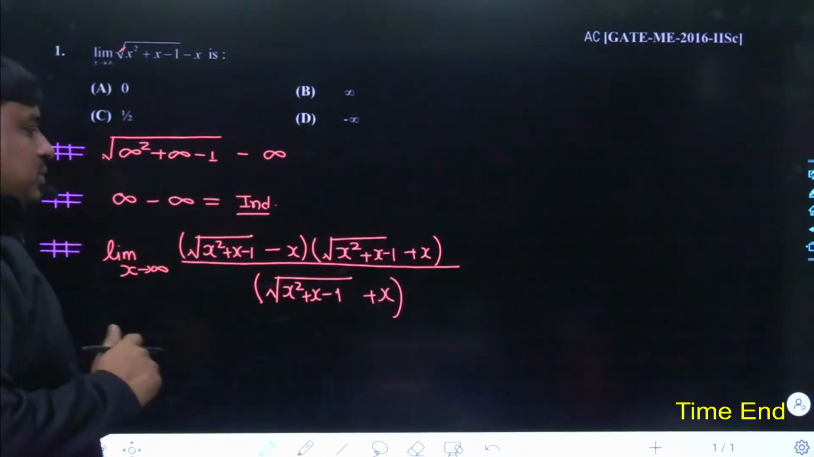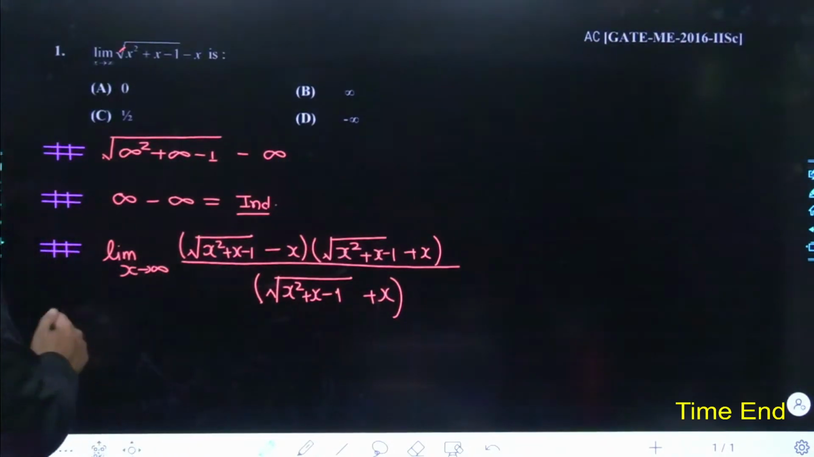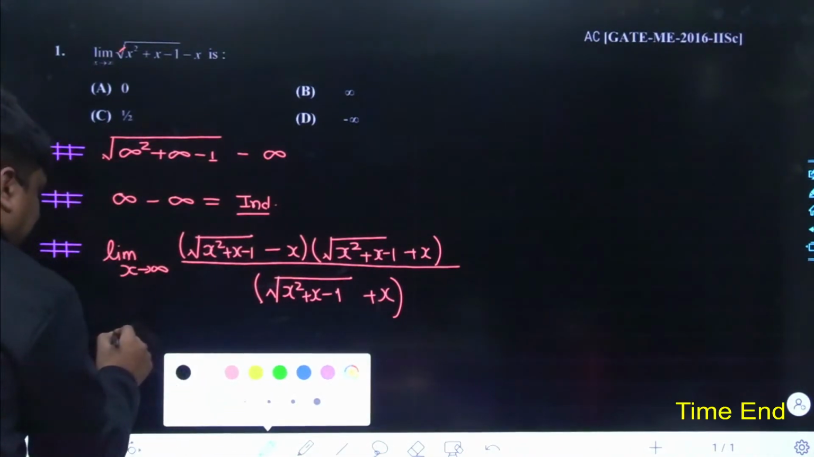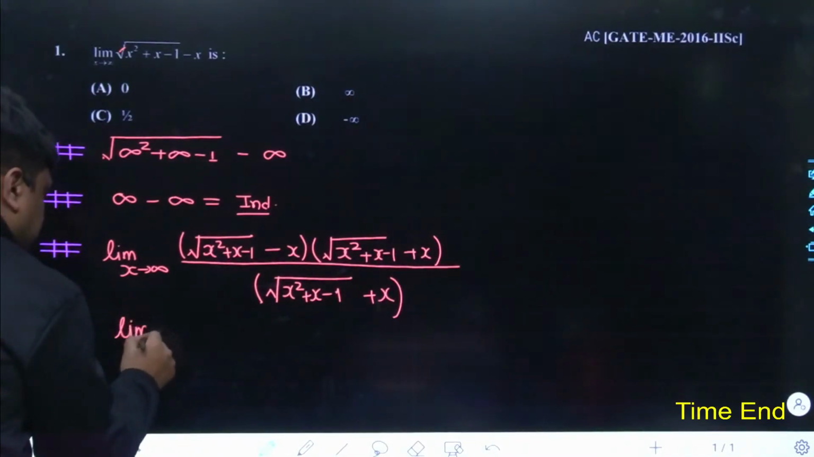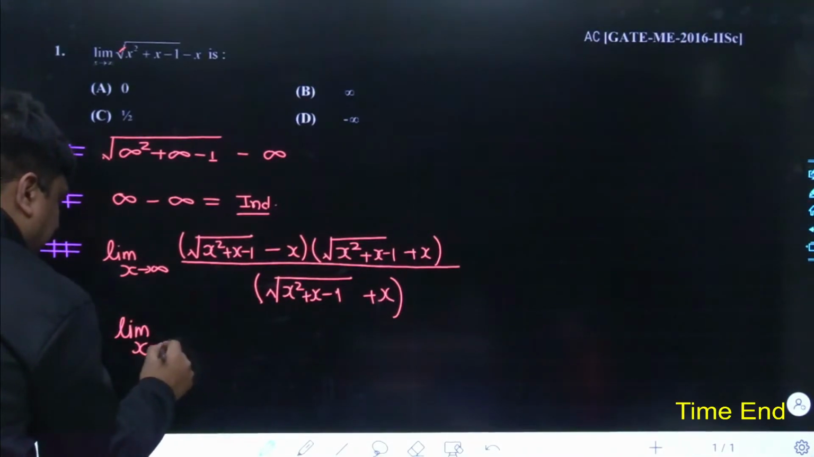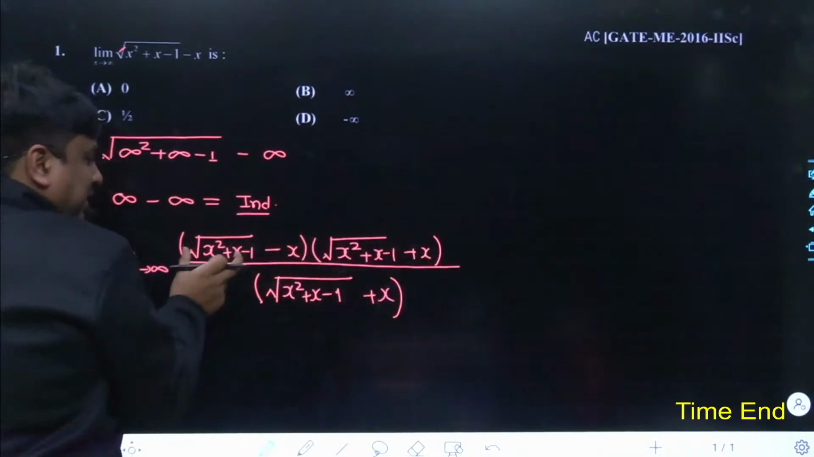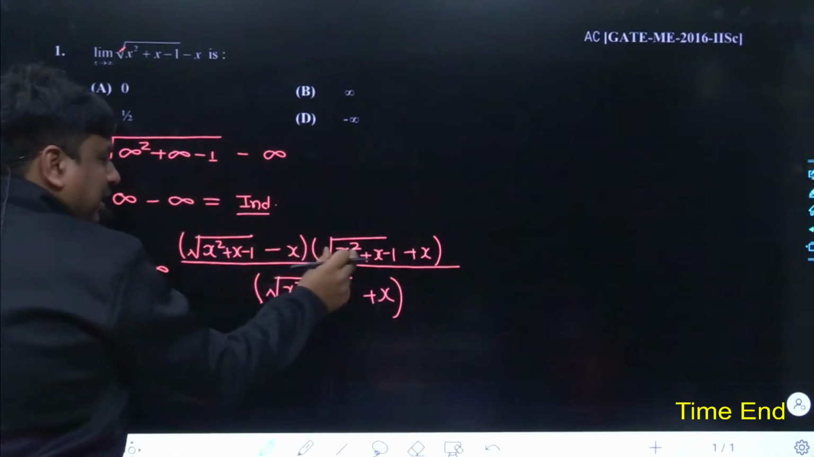Let me do one thing. Let me start multiplying them together. And obviously it is a case of (a plus b) into (a minus b), the identity we can use over here. So here it becomes limit x tends to infinity. And this is going to be a, and this is going to be b. And this has been the case of a minus b, a plus b.